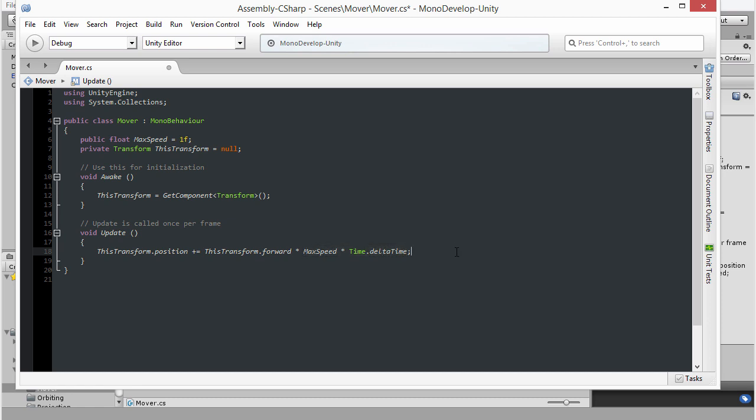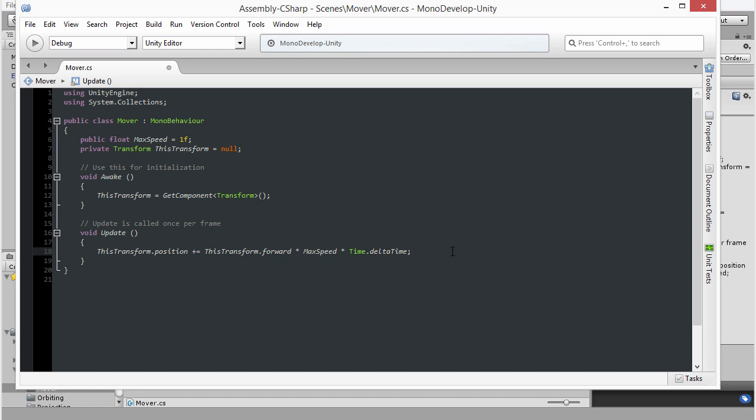By multiplying by Time.deltaTime, we make the movement and the transformations in our game independent of the frame rate, and they become instead based on time. And because time is a constant across multiple computers, it will always ensure that our gamers get a consistent experience.